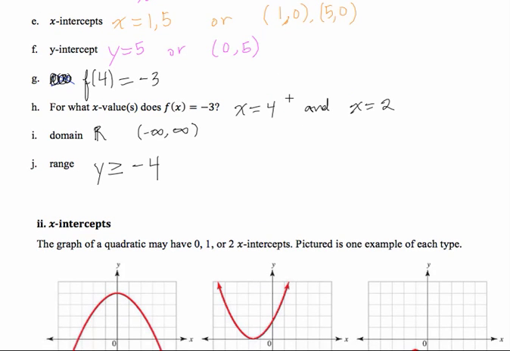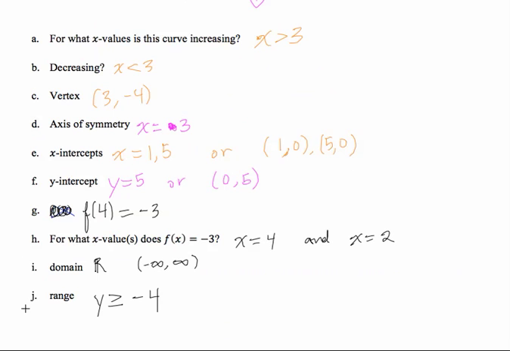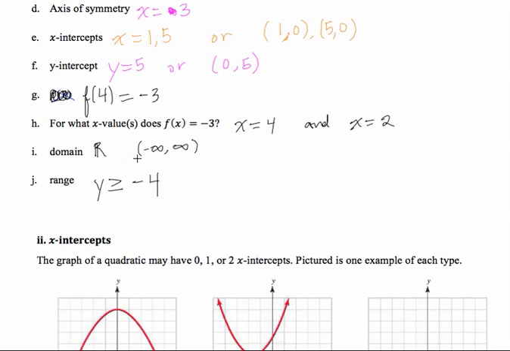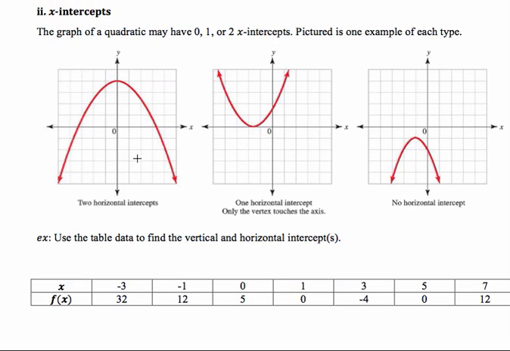Okay, so that's basic information about a graph. This is a lot of review of vocabulary, with a little bit of new vocabulary to keep in mind. Okay, x-intercepts. There are actually 3 things that can happen on the graph of a quadratic.